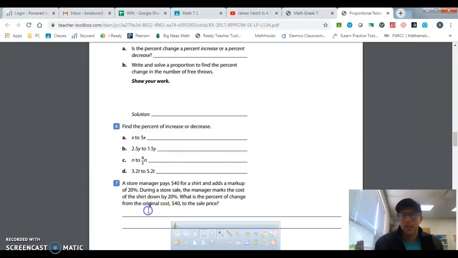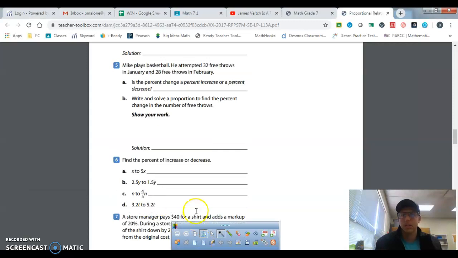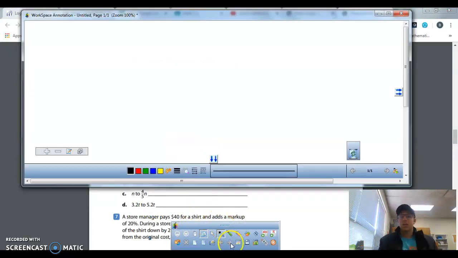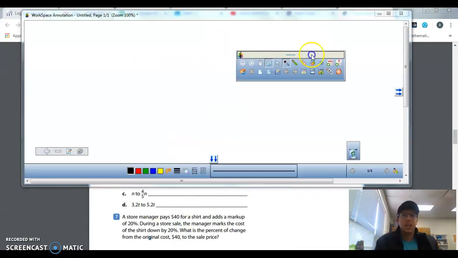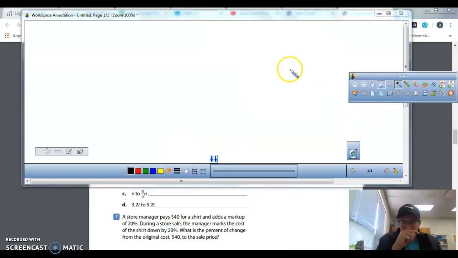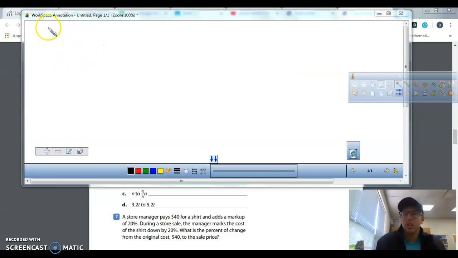Alright, so on this example, number 7 down here at the bottom, it says a store manager pays $40 for a t-shirt and adds a markup of 20%. During a store sale, the manager marks the cost of the shirt down by 20%. What is the percent change from the original cost, 40, to the sale price?